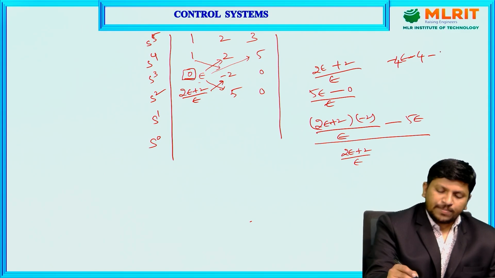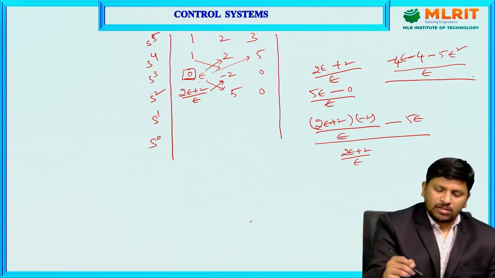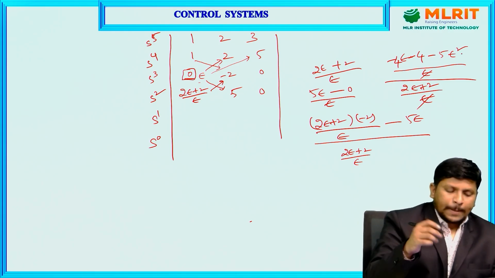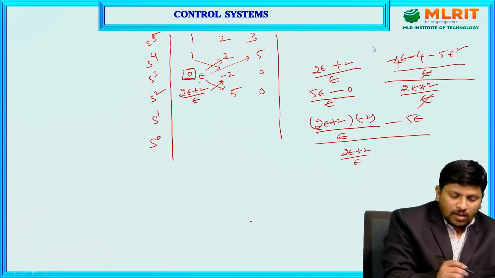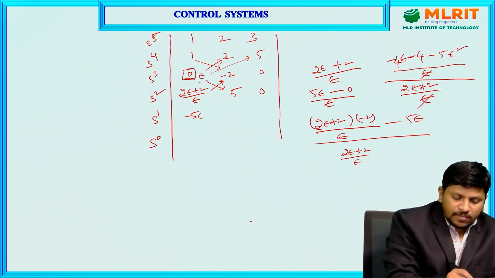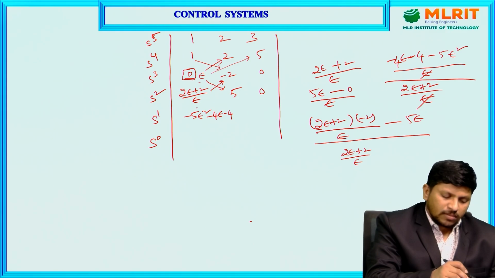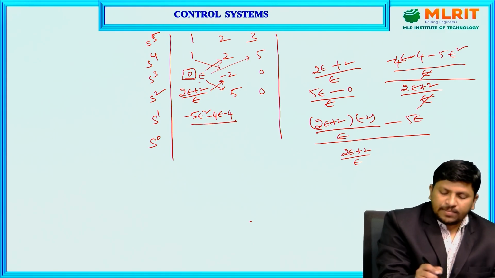So here 5 epsilon square; the 2 epsilon plus 2 by epsilon terms both cancel. So minus 4 epsilon minus 4 minus 5 epsilon square. Just write the value here: minus 5 epsilon square minus 4 epsilon minus 4, divided by 2 epsilon plus 2. The next value is this value 0.